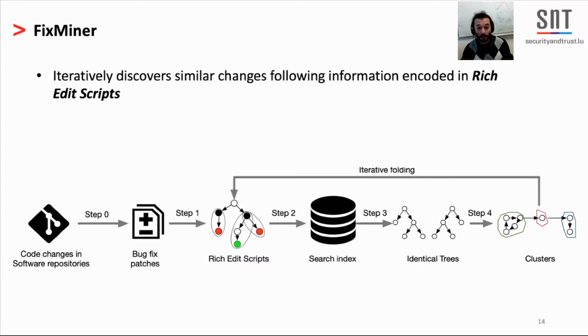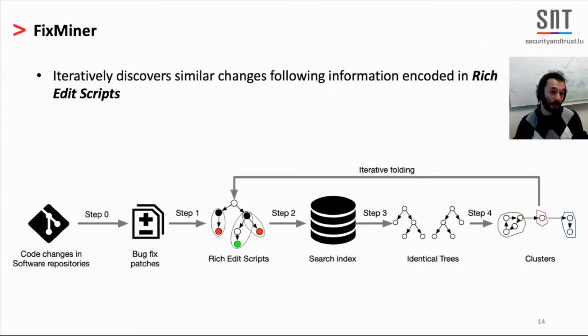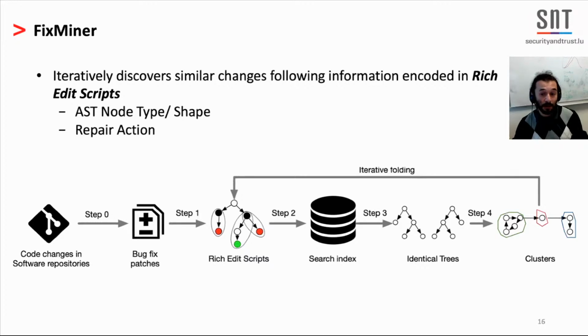Then we build a threefold mining strategy to leverage the different information encoded in the rich edit script. In each turn we focus on a single information type. First, we start by mining the changes that are affecting the same AST node types. Then we mine the changes using the same repair actions. And finally, the changes that are affecting the same code tokens are mined.